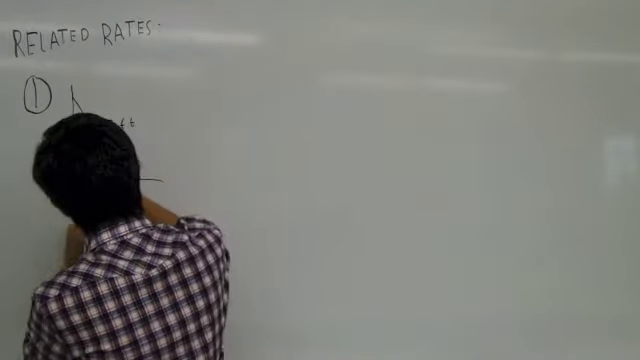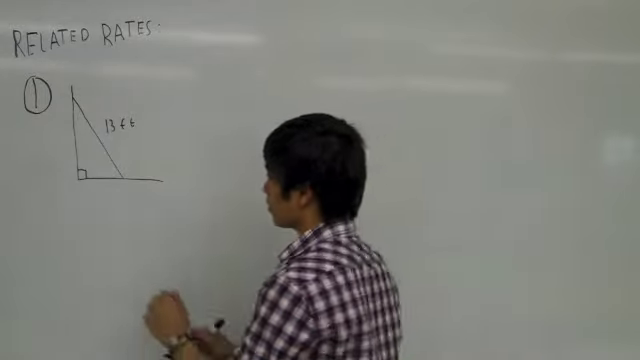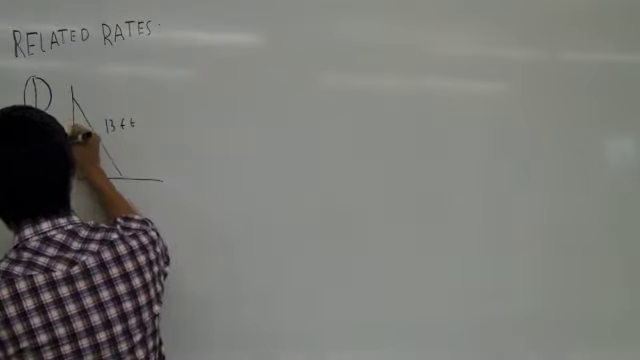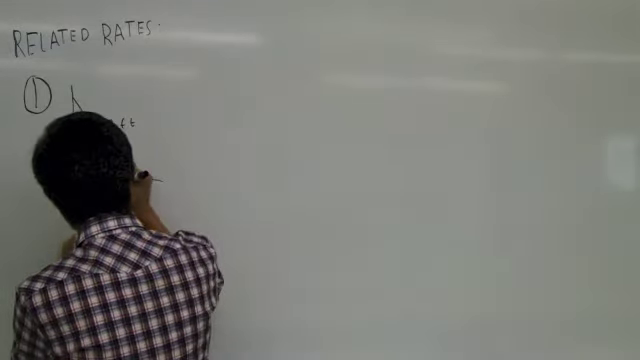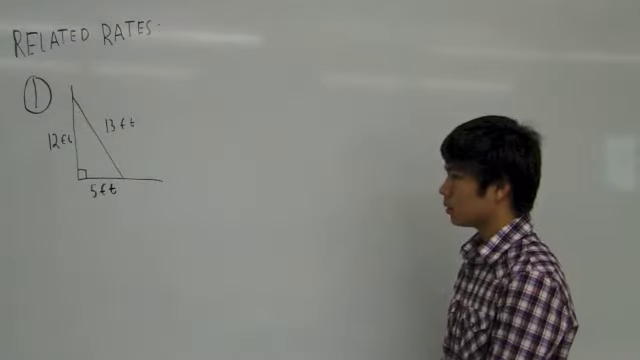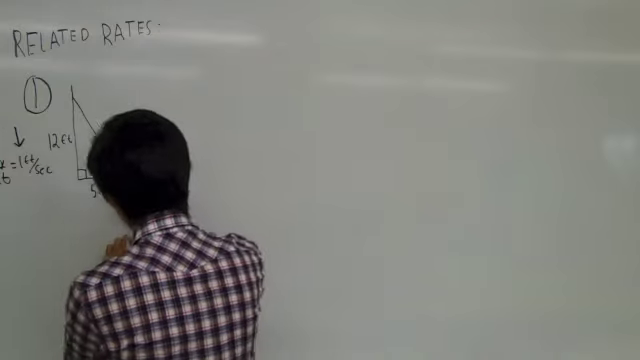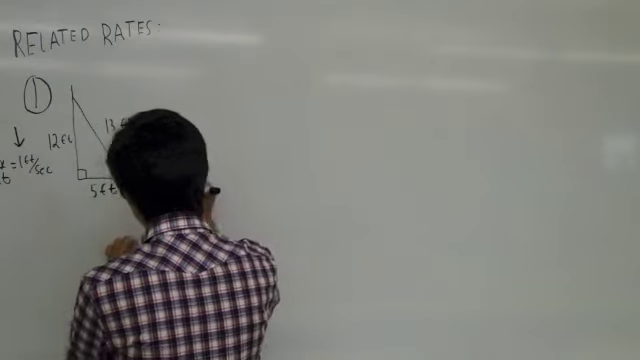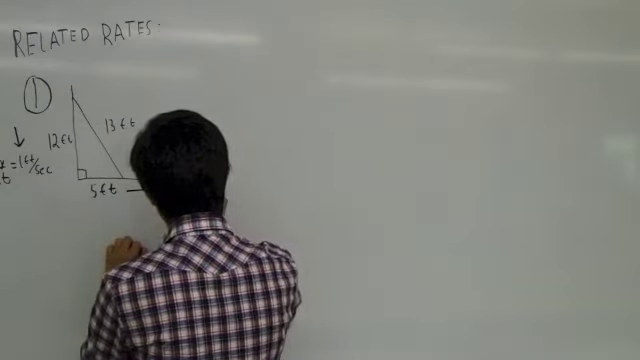A house makes a right angle with the ground. A 13-foot ladder rests against that house, 12 feet from the ground. The bottom of that ladder sits on the ground 5 feet away from the bottom of the wall. Suddenly, the top of the ladder starts to slide down the wall at a rate of 1 foot per second. At this point, how fast is the bottom of the ladder sliding away from the wall?